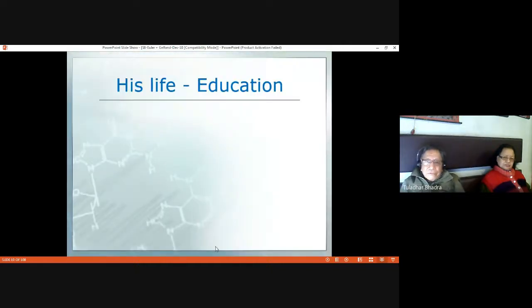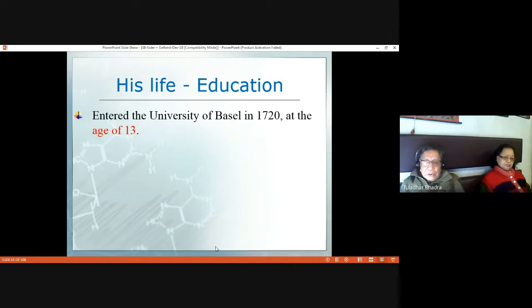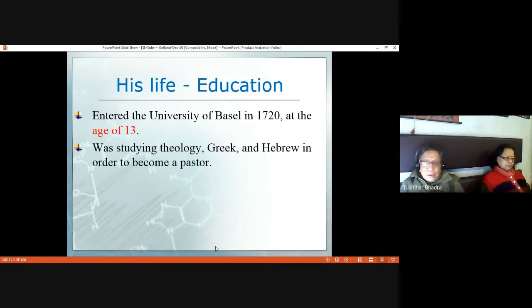His life related with his education. He entered the University of Basel in 1720 at the age of 13. You can see that this is why I call him an extraordinary mathematician. He entered the University of Basel at the age of 13. You can see how fast he goes in his education. He was studying theology, not mathematics. He was studying theology, Greek and Hebrew in order to become a pastor. He wanted to serve in a church.